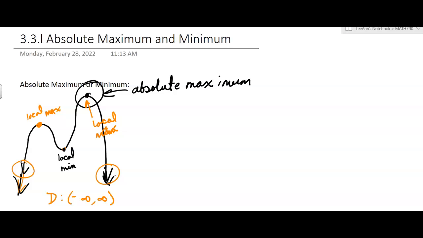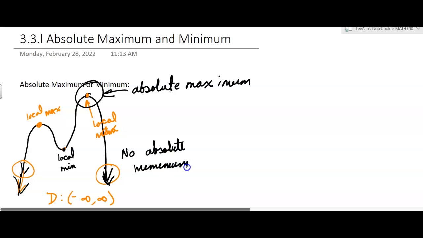So this doesn't have, there's no absolute minimum. So they don't always have them. Now let's have another graph. Not all domains are from negative infinity to infinity for a function. So maybe we have something that starts here and goes down, and then up, and then down, and then up, and then maybe it stops there.